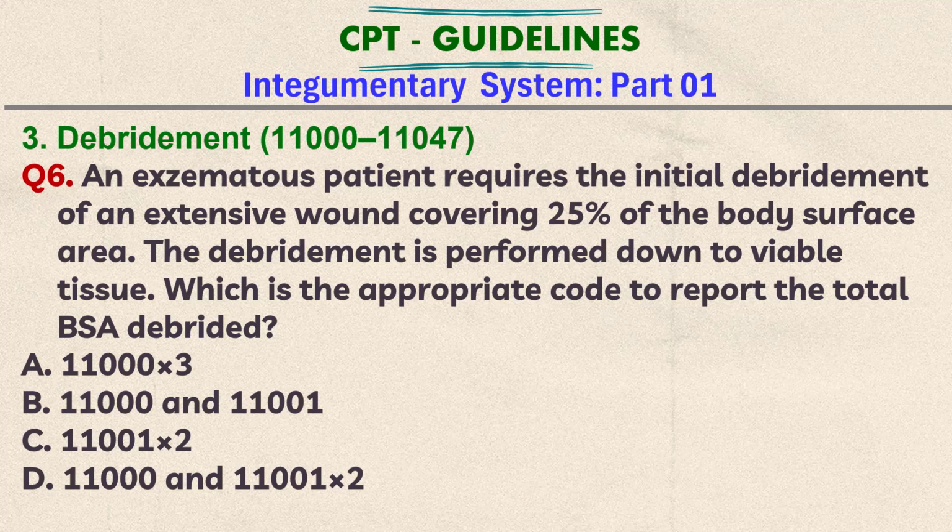Which is the appropriate code to report the total body surface area debrided? So there are 4 answers available. Let's highlight the important terms. First one is the eczematous patient, and the initial debridement of 25% of the surface area.